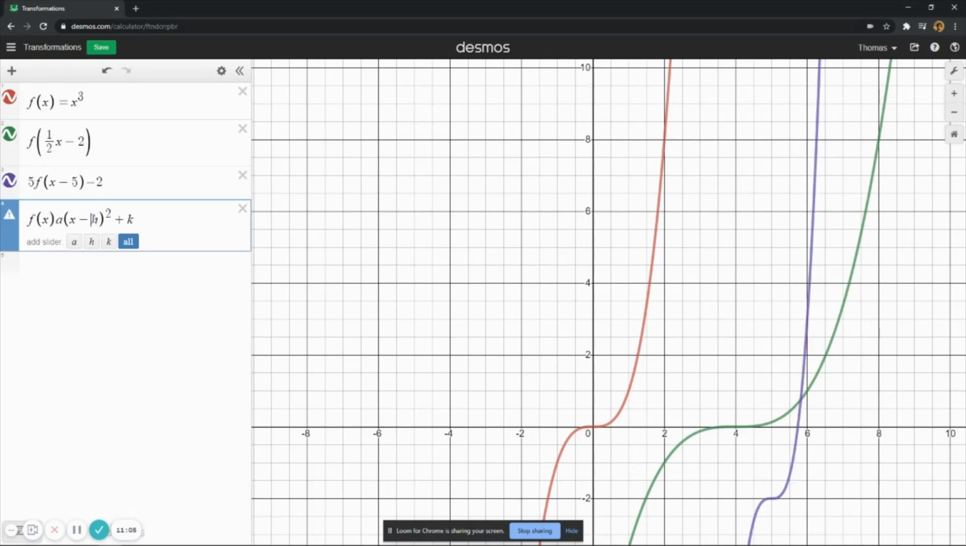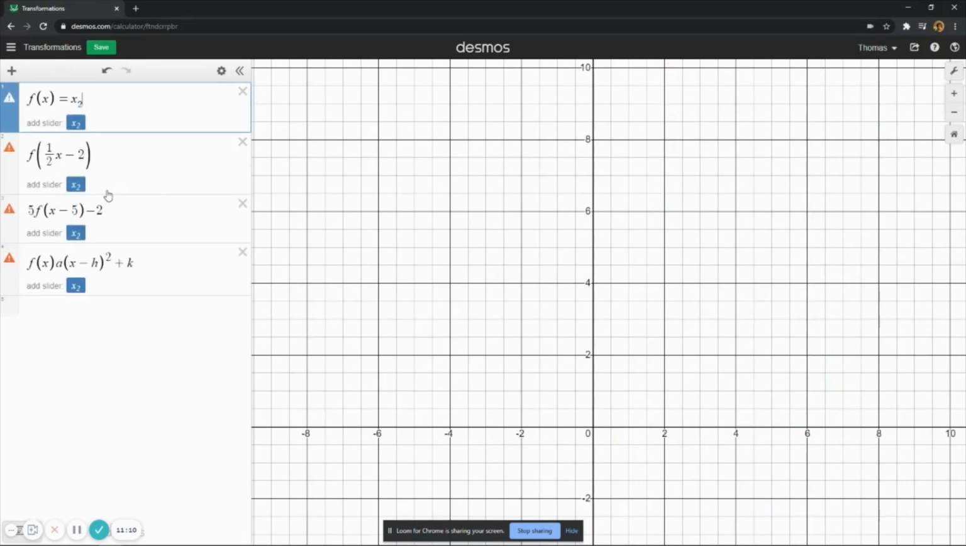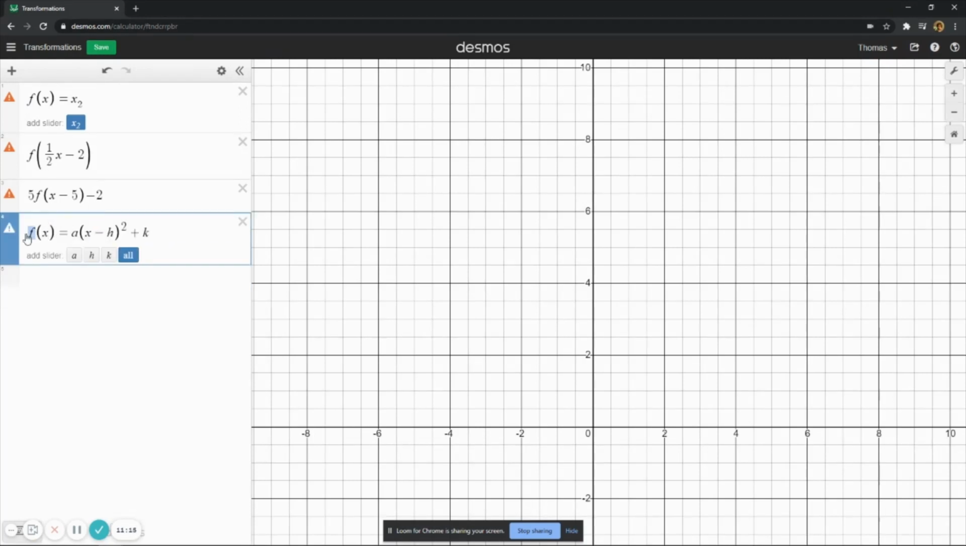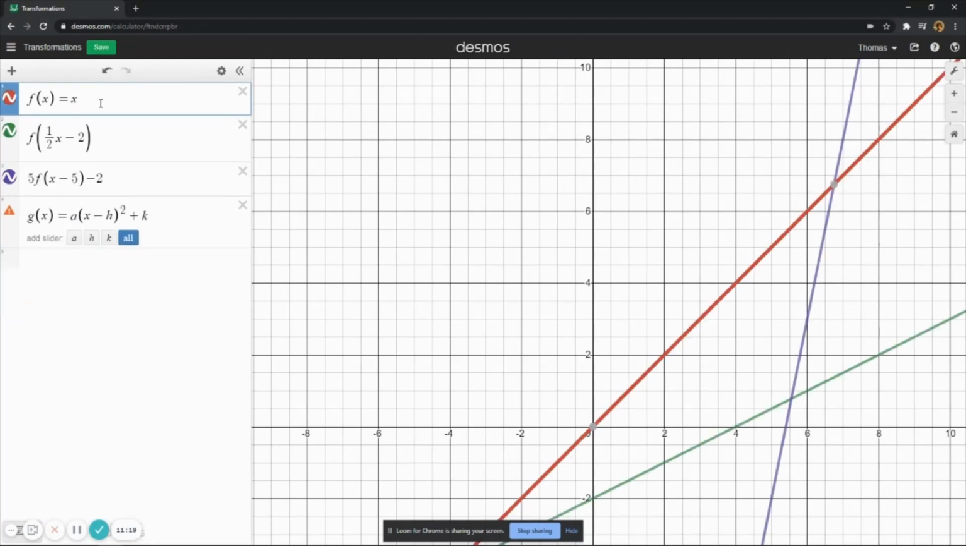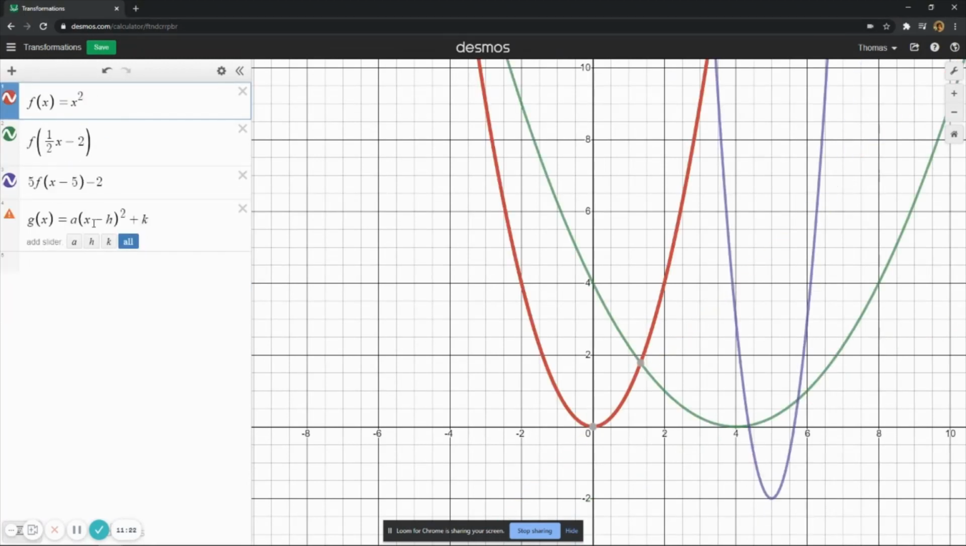This h has to do with the horizontal shift. Let me put this back as a squared so you can see how this works. I didn't want it to be 2, I want it to be squared. Sorry. Okay. So when we had the a, that was a vertical stretch. Now when we subtracted a value from x, from the input, it resulted in a shift to the right, or if it was positive, it'd be a shift to the left.